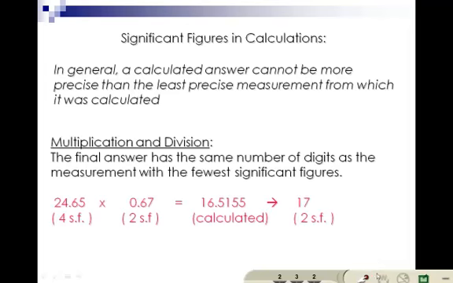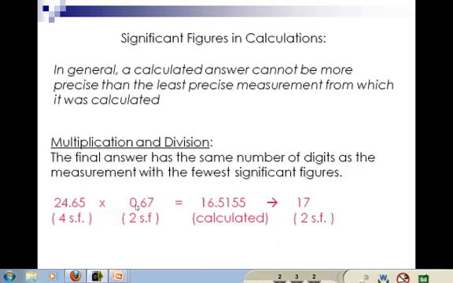Now, if you have a number like this, where you have 24.65 times 0.67, when we multiply and divide, we look at the entire number. So you look at this whole number. How many sig figs are in that number? Well, there's 4. Then I look at this entire number. How many sig figs are in that number? There are 2. When I multiply these two together, I get this really, really precise and very highly significant number.